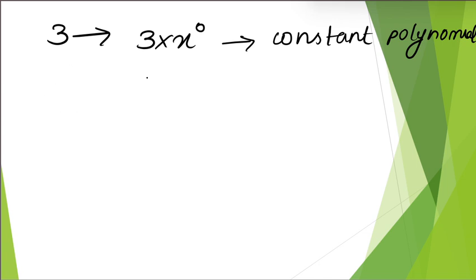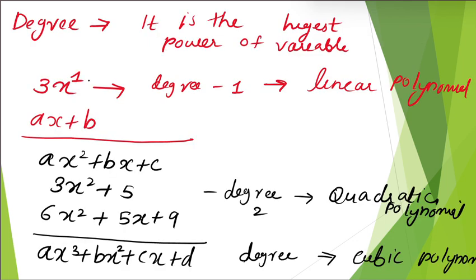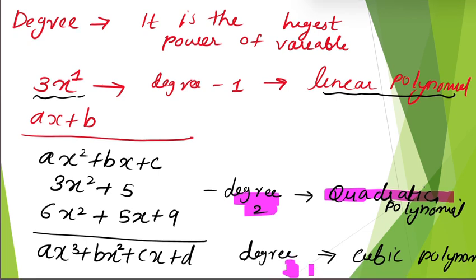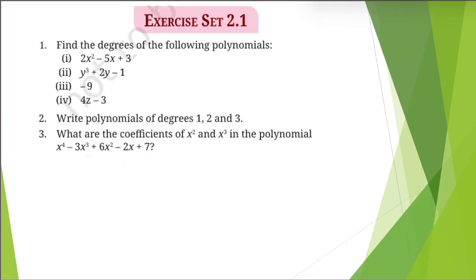So we have differentiated the polynomial based on their degree. If the degree is 0, we call it a constant polynomial. If the degree is 1, a linear polynomial. If the degree is 2, a quadratic polynomial. If the degree is 3, a cubic polynomial. So this is the basic differentiation of the polynomial based on the degrees. These are the basic concepts you have to understand before moving into the exercise. Got it? Now we will move into the exercise.